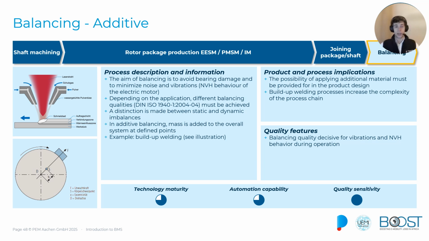So the last step in the rotor production is called balancing. Balancing is necessary to ensure even weight distribution in a rotor, reducing vibration and wear, thereby enhancing performance and prolonging the lifespan of the machinery. We know two ways of balancing. First is the additive step.